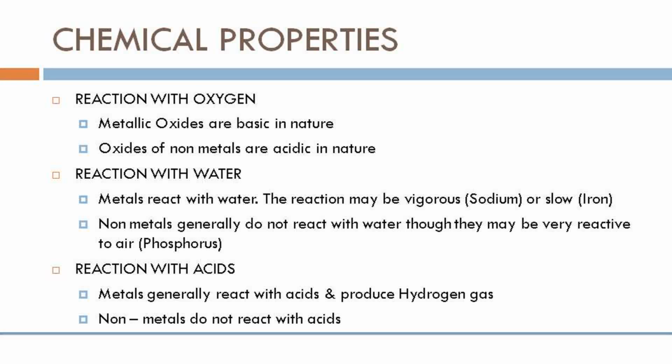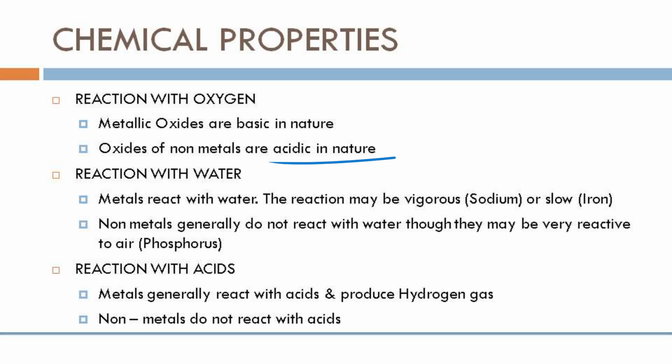Just as we have seen the difference in physical properties between metals and nonmetals, in the same way, metals and nonmetals also differ in terms of chemical properties. Upon reaction with oxygen, both metals and nonmetals form oxides. Metallic oxides are basic in nature, whereas oxides of nonmetals are acidic in nature.